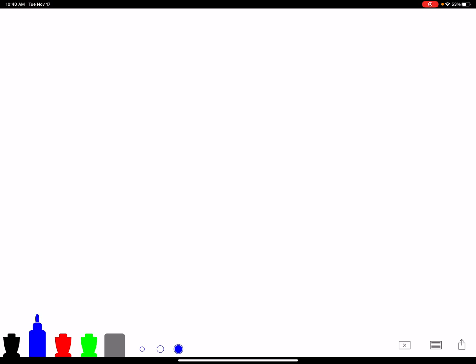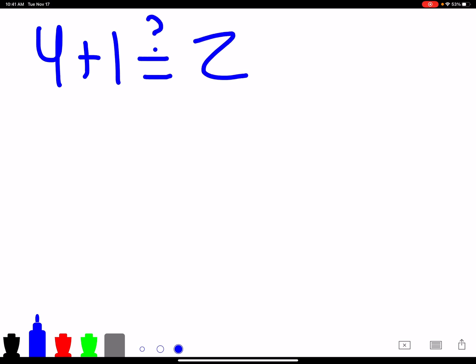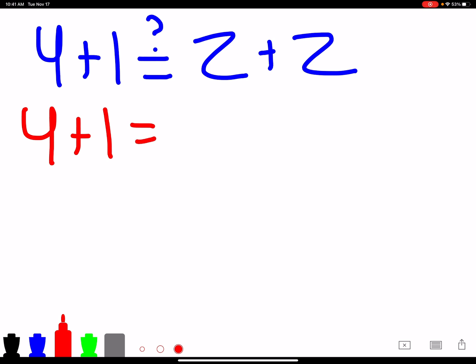Now I'll let you guys practice on your own. So we have 4 plus 1 equals question mark, maybe, because maybe they don't equal, 2 plus 2. So let's show our work in the first equation. 4 plus 1 equals how much? So let's show where we have 1, 2, 3, 4, and then we have 1. So let's count how many total dots we have. We have 1, 2, 3, 4, 5. We have 5 in the first problem, okay?